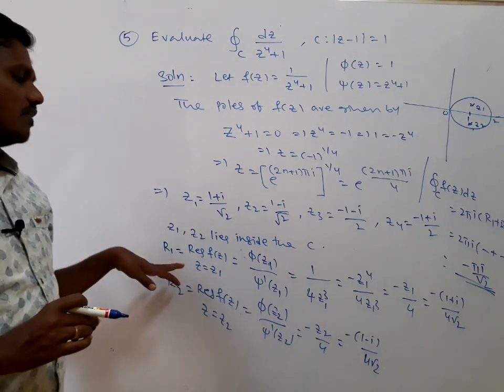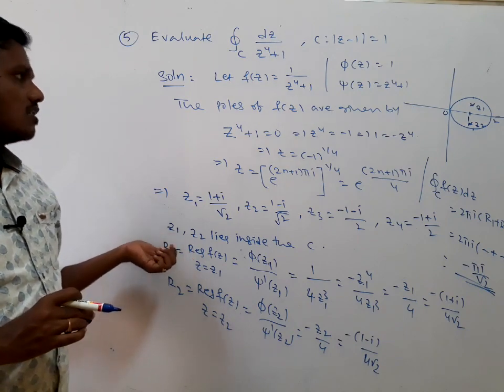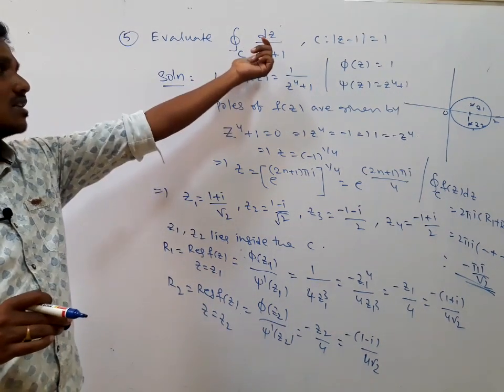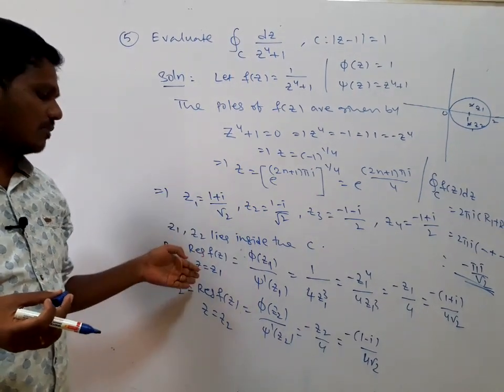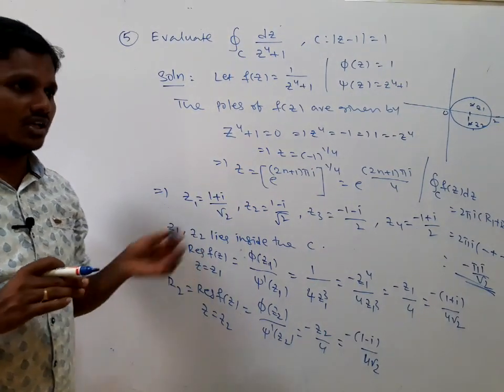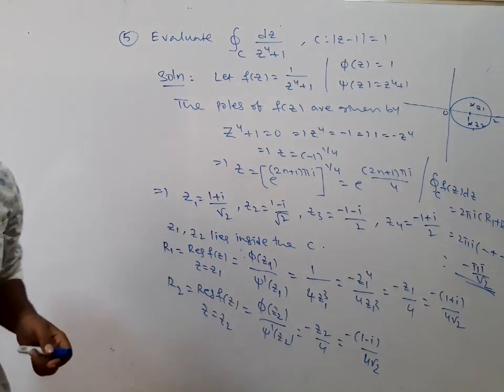Yes, when we apply this, they are simple poles, right? Not repeated. If you go for that one, you may write z to the power of 4 plus 1 as a product of the factors. That is not possible. That's why I am taking this one. This is the alternative formula for calculating the residue at a simple pole. Next.